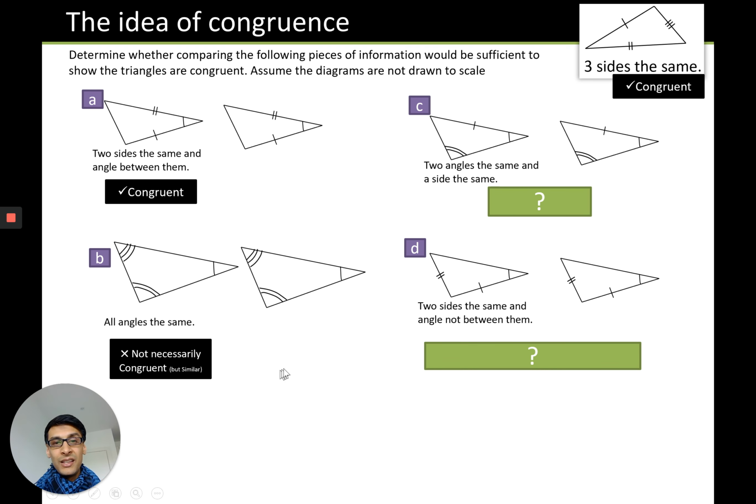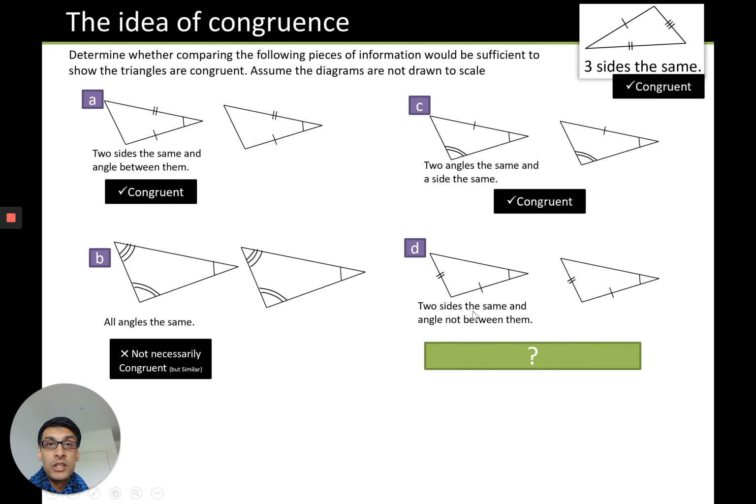For question C, two angles are the same, and one of the sides is the same. Let's think about what would happen here. If we know that those two angles match, that means the third angle has to be the same too, because we can just do 180 minus those two angles. And if that length has to match, then it's not possible to have the same angles unless they are congruent. So we can say that angle, angle, side, or side, angle, angle is enough to prove that they're congruent.